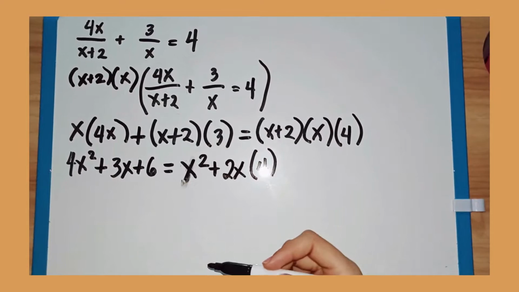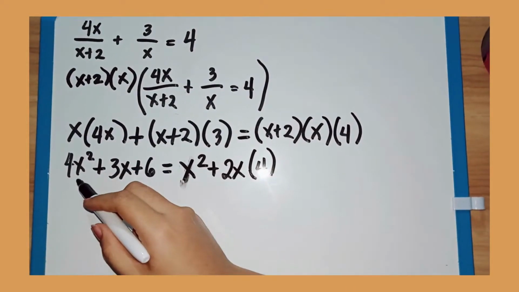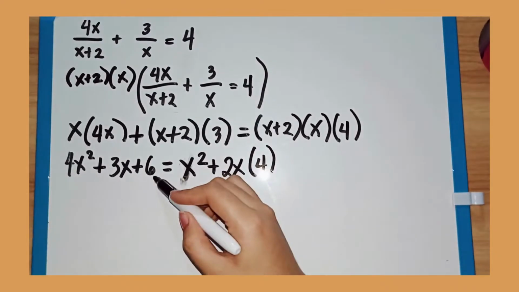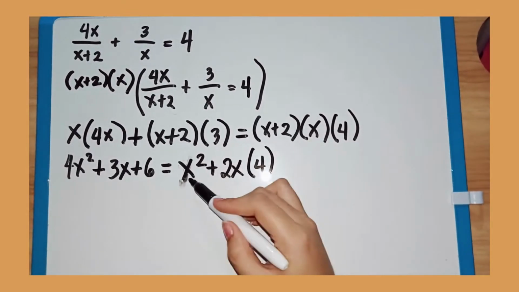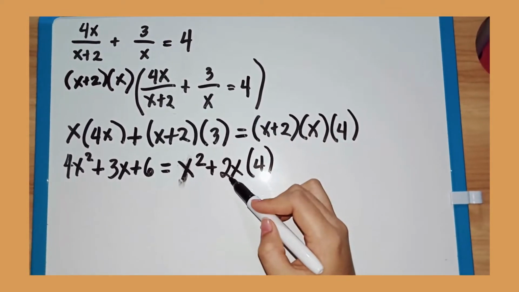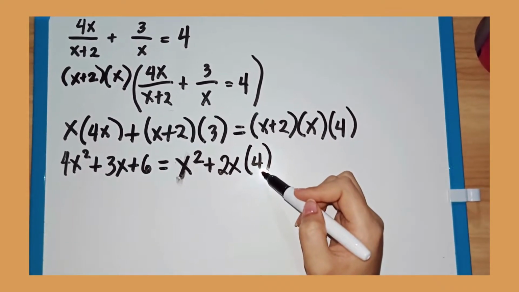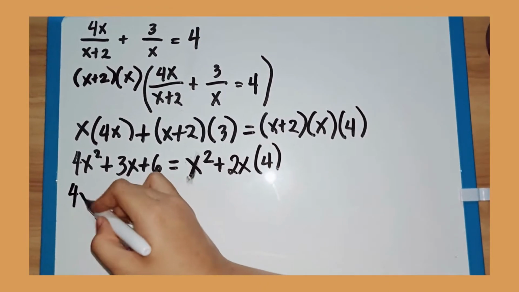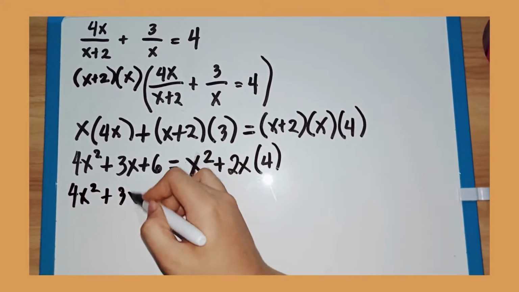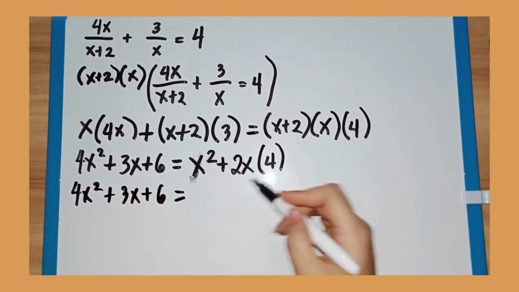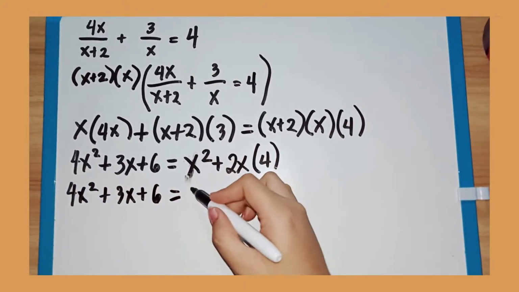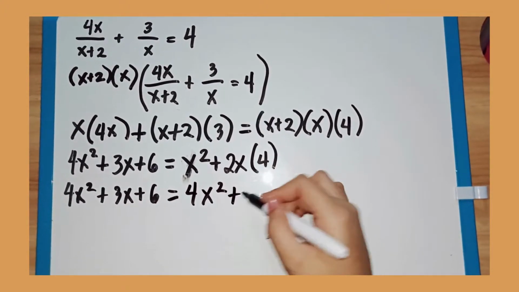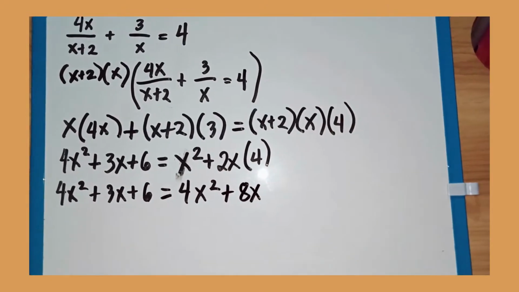Again, yung ginawa natin, minultiply natin x times 4x, 4x squared. X times 3, 3x. 2 times 3, 6. X times x, x squared. 2 times x, 2x. And then, kinopya natin yung 4. Next, i-multiply natin yung 4 dun sa dalawa. So, this is 4x squared plus 3x plus 6 equals 4 times x squared, that is 4x squared. 2x times 4, that is 8x.